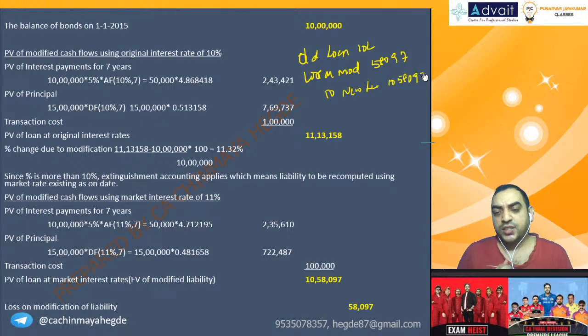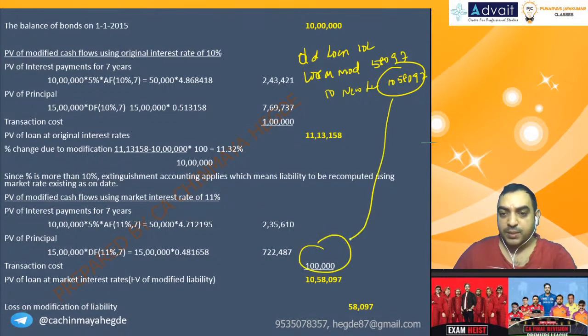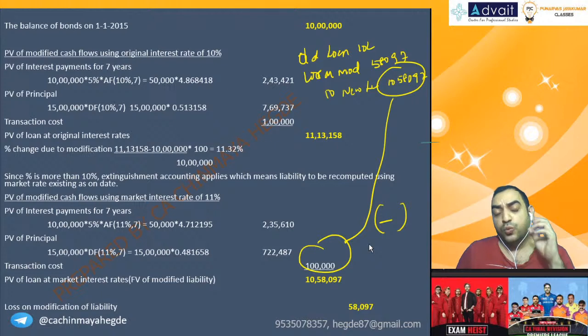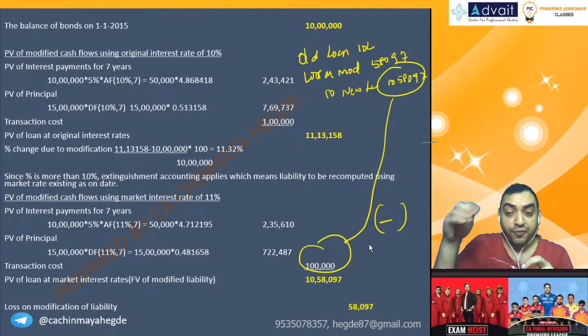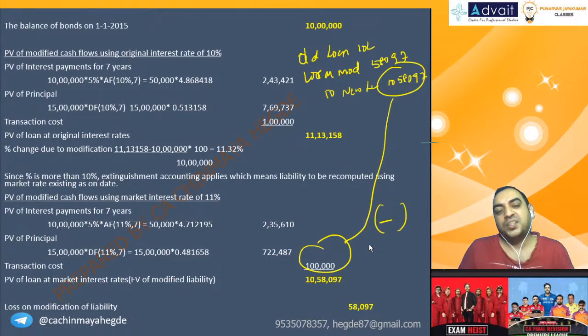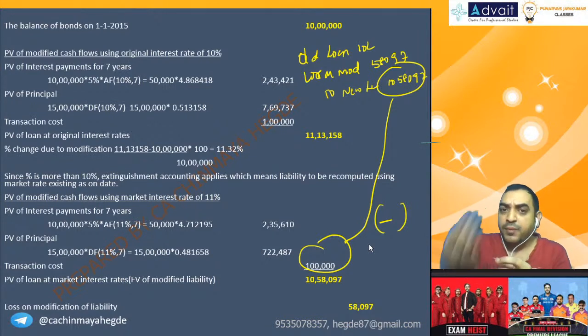What will be the transaction cost subsequently? That will be subtracted. From this 10 lakh 58,097, the transaction cost of 1 lakh is subtracted. That is always the case, my dear friend. Whatever is the value of the loan, from that loan the transaction cost is subtracted, be it debenture, loan, anything. From the amount of loan once recognized, in this case 10 lakh 58,097, the payment of 1 lakh will be subtracted. That will not go to the P&L account.